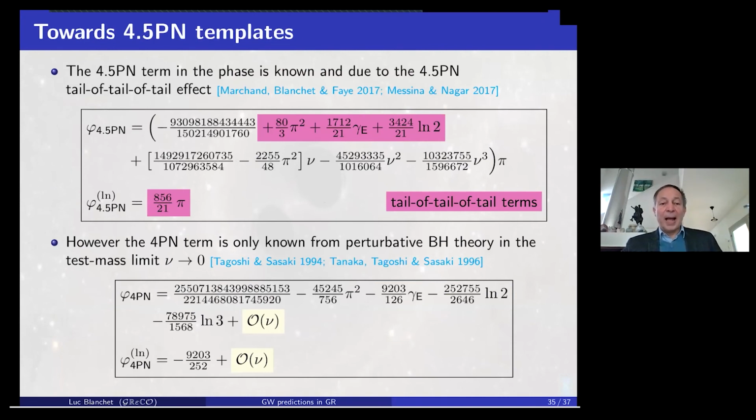And at 4PN order, first of all, we know the 4.5PN term in the flux. This is due to a tail of tail of tail effect. So again, these are the PN parameters. The 4.5PN term is known. However, the 4PN term is known only in the perturbative black hole limit, that is for point particles in the test mass limit for the mass ratio between the 2 particles. And so what we need now is to complete these terms that are finite in the mass ratio between the 2 particles.